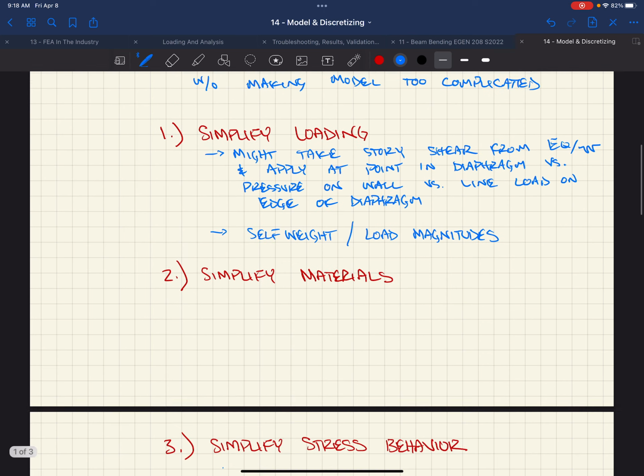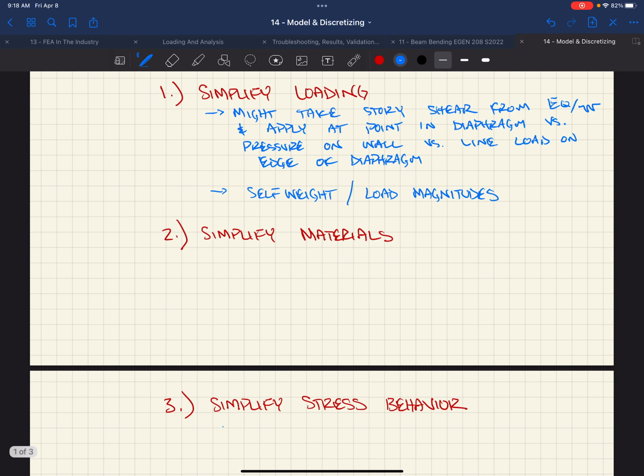So we simplify loading, we simplify materials, right? Linearity versus non-linearity. Homogeneity versus anisotropic. Is that not good? That's good. Isotropic. Right.